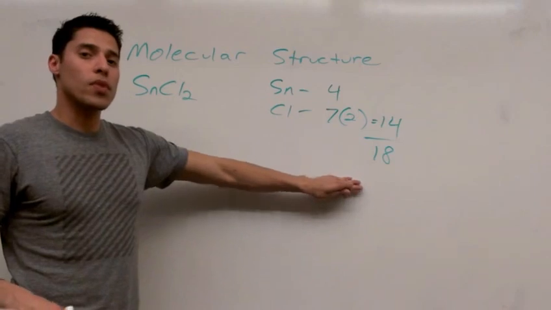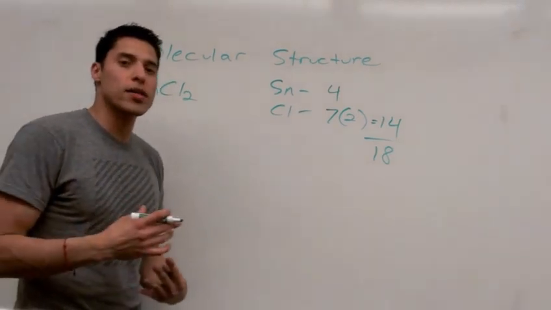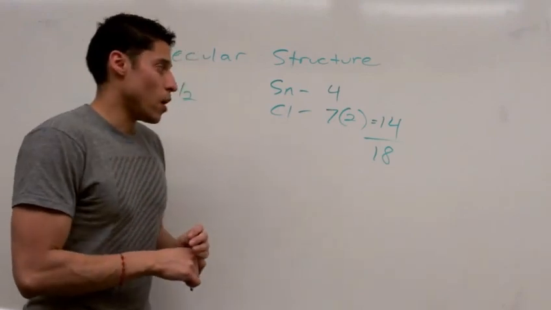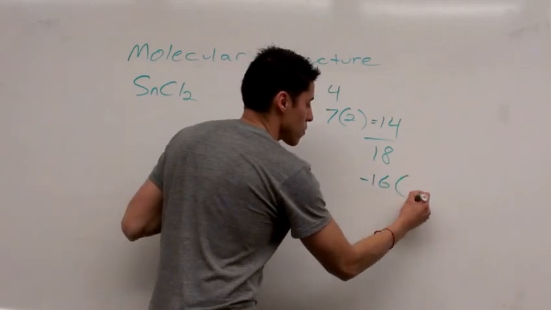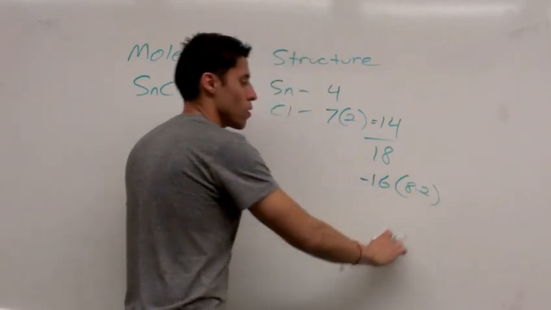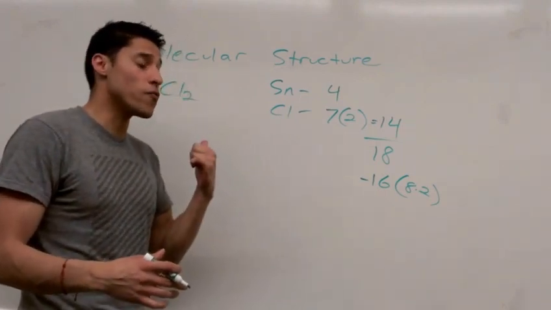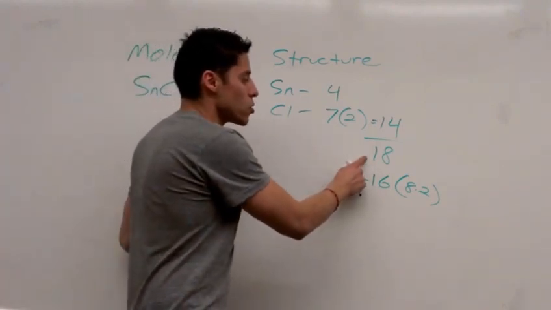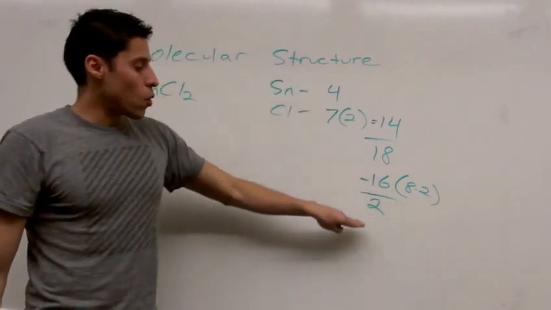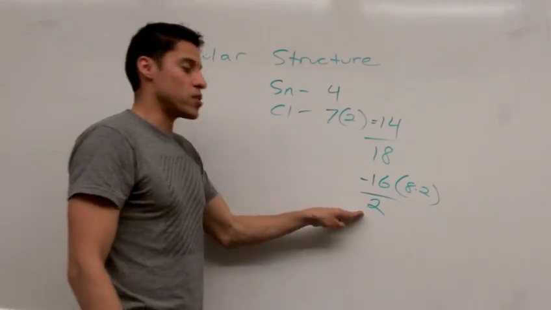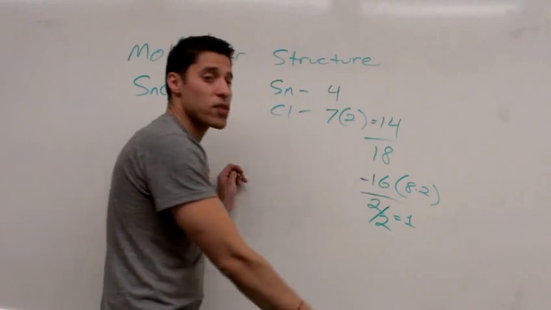Now from here, we're going to subtract from this total number of valence electrons the highest multiple of 8. In this case, it's 16. 8 times 2 gives 16. So we're going to subtract 16. This will make sense as we move forward in the video. So 18 minus 16 is going to give us 2. Whatever you get here, you're going to divide by 2. So in this case, it's 2. We're going to divide by 2, giving us 1.